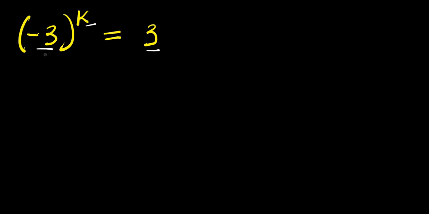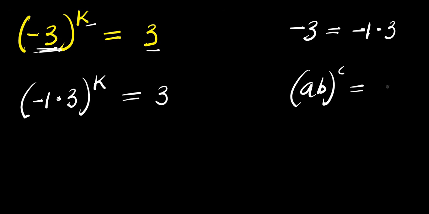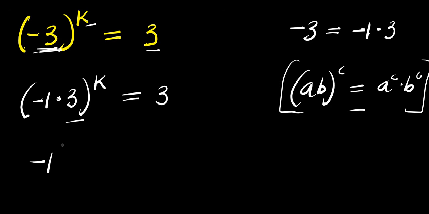Now, as usual, the first step will be to express -3 as the product of -1 times 3, which we are going to insert right here. We have (-1 times 3) raised to the power of k, and this equals 3. Now remember, if you have (a times b) raised to the power of c, this equals a^c times b^c. So we apply this identity here. We have (-1)^k times 3^k, and this equals 3.